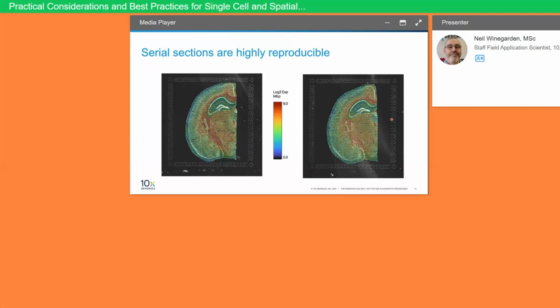If we were to look at the expression of a specific gene, in this case myelin basic protein or MBP, it is again evident how similar the patterns are across these 2 sections. So taken as a total, each of these technologies was really quite reproducible at the technical level.